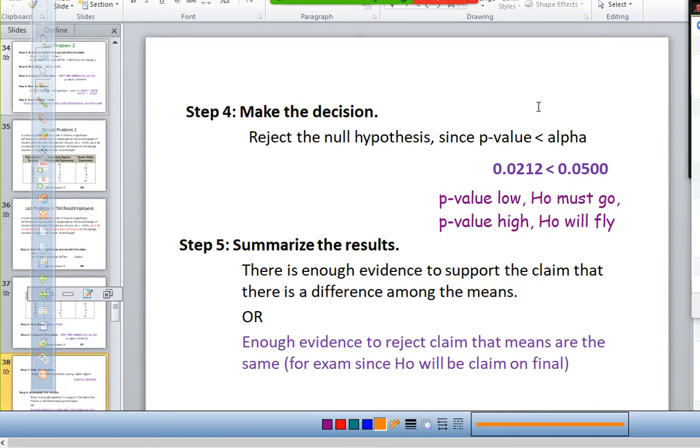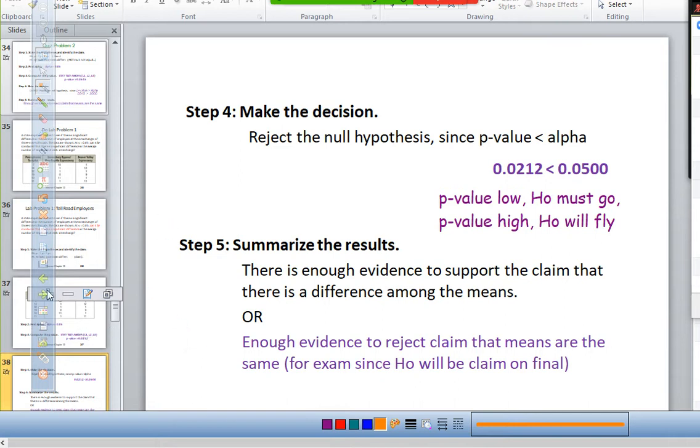And then step 5, summarize the results. So the pretty one would be there's enough evidence to support the claim that there's a difference among the means. That would be the one that your book would want. For the exam, you can just use the generic sort of enough evidence to reject the claim that means are the same. That would be okay. And I think I would even be okay with you saying enough evidence to say the means differ. That would be okay too.